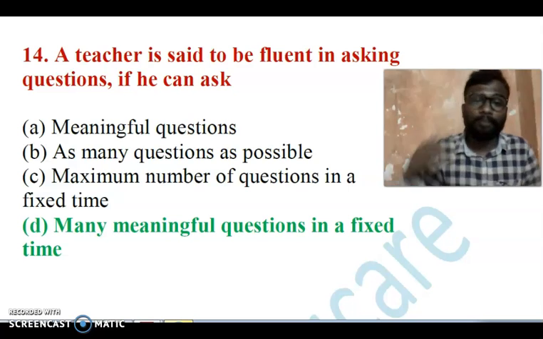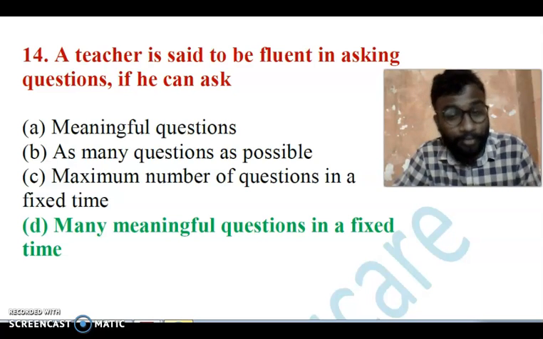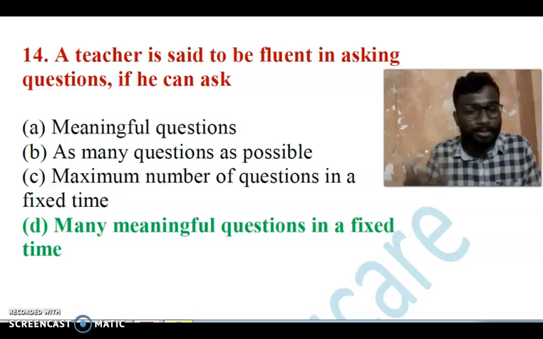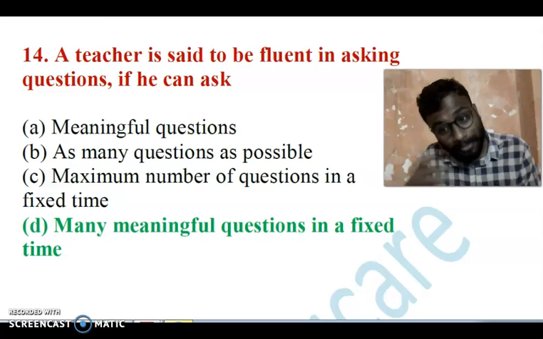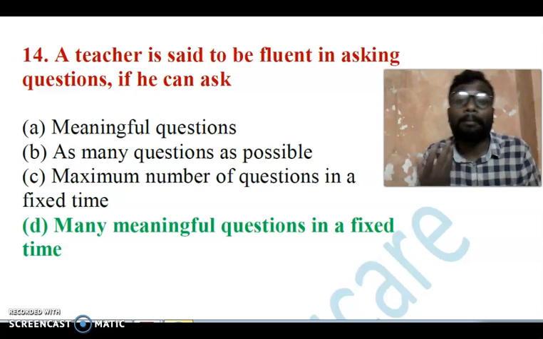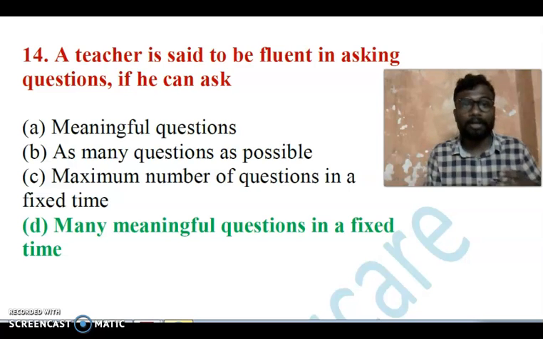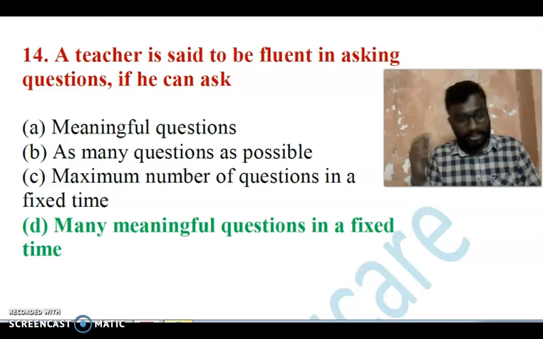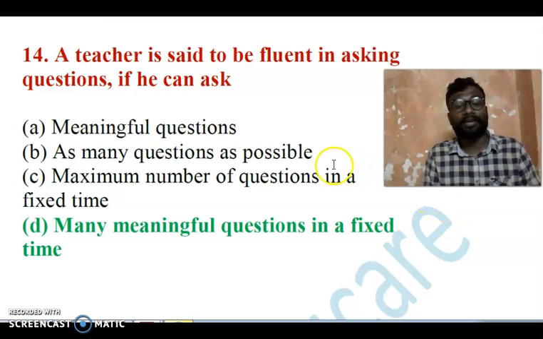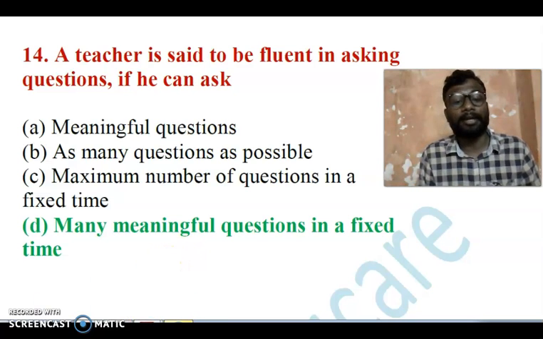If the teacher is asking the majority of the questions or the maximum questions in more time, he is not said to be fluent in asking questions. So as many questions as possible is not the thing, whether they are meaningful or not. It doesn't show that the teacher is fluent in asking questions. The teacher is said to be fluent in asking questions if he can ask many meaningful questions in the fixed time, right? Yes.